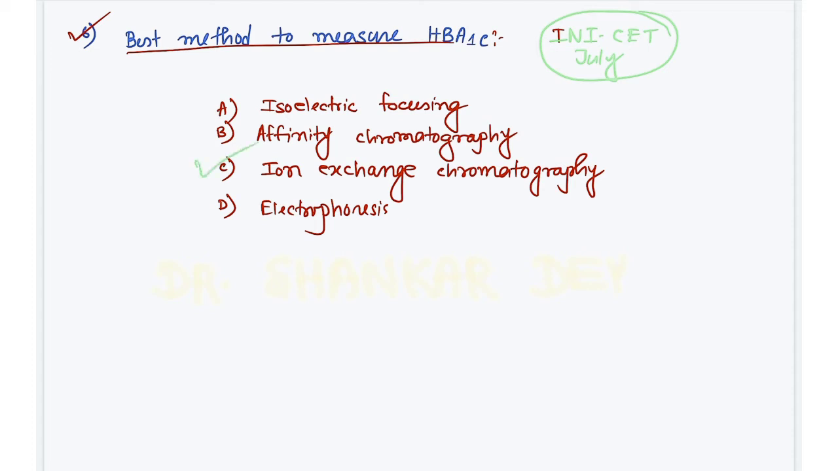So this is nothing but ion exchange chromatography. This is the right answer. This ion exchange chromatography is the best method to measure HbA1c or glycosylated hemoglobin.